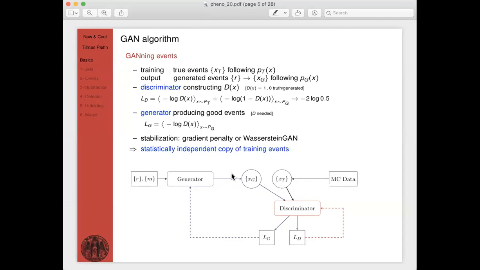Eventually, the whole idea is that this thing stabilizes into a combined network, and then you can use the generator to generate stuff that is indistinguishable by the discriminator from the original training data. So what you get this way is a statistically independent copy of your training events. You map all the structures of your training events into your network, and then you generate events that should contain the same information as your training events, except now they're statistically independent. So we're generating events which have a known structure, but they're new.